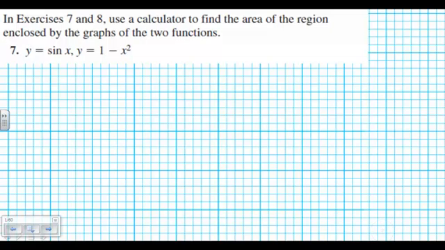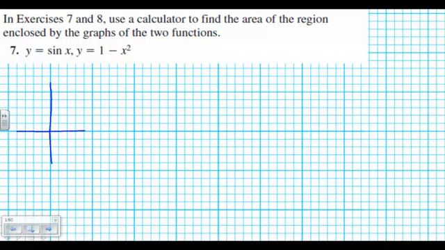Here's problem number 7 from section 7.2. We're going to try to find the area enclosed by the two curves y equals sine x and y equals 1 minus x squared. Let me do a quick sketch of this to see what I think I'm up against.